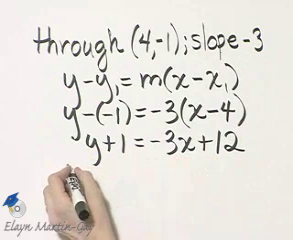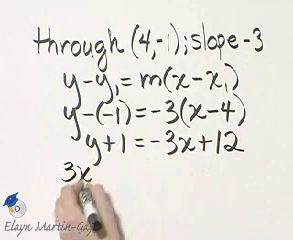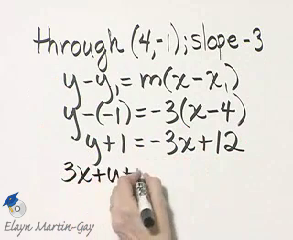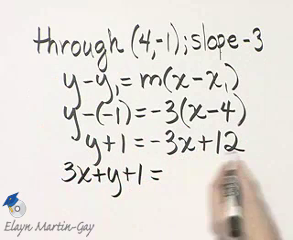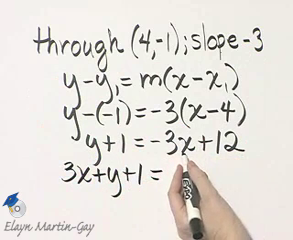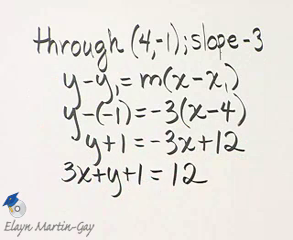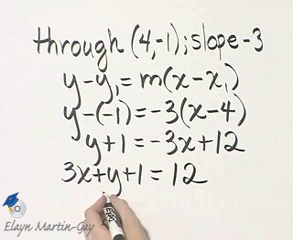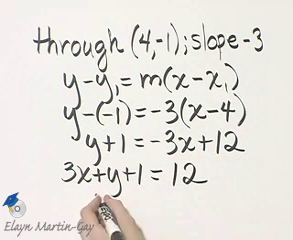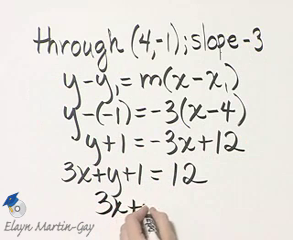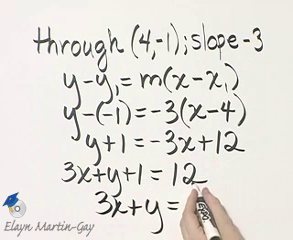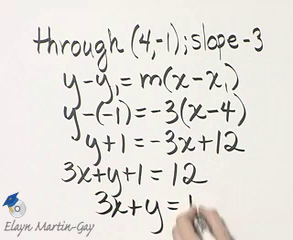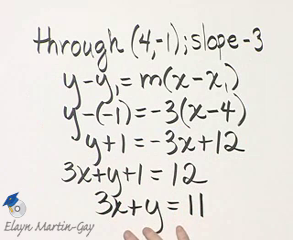If I add 3x to this side, I'll have 3x plus y plus 1, and if I add 3x to this side, the x's subtract out, so equal to 12, and now I'll subtract 1 from both sides. If I subtract 1 from this side, I'll have 3x plus y, and then if I subtract 1 from this side, 12 minus 1 is 11. Here is my equation in standard form.